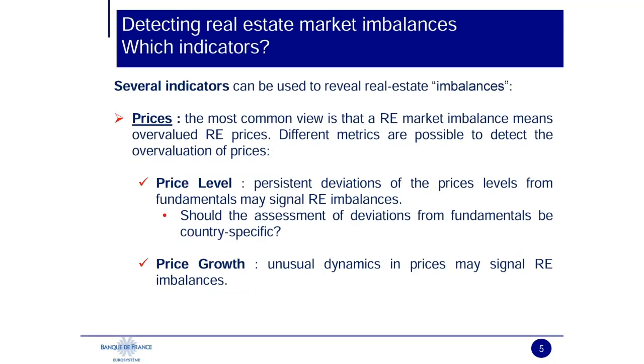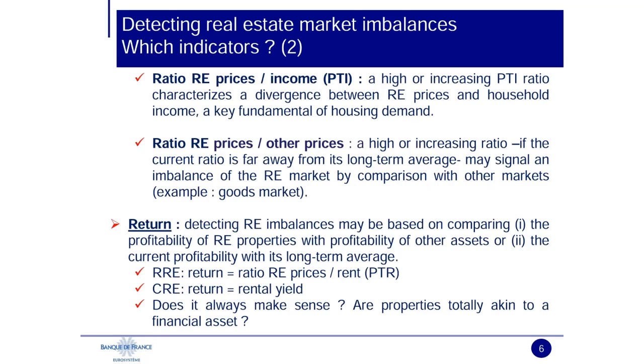First item: which indicators can we use to detect real estate market imbalances? As has already been said, we have indicators about prices, and the most common view is that we try to assess overvaluation of real estate prices, so price level and price growth. We have ratios such as the price-to-income ratio, or we compare real estate prices with other prices from the goods market. Then we also have indicators about the return. Is the profitability of real estate lower or higher than it was previously, or when we compare it to its long-term average? It depends on whether you target residential or commercial real estate.